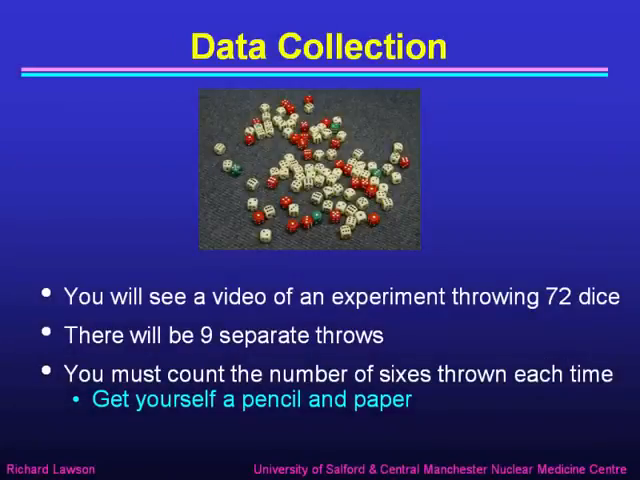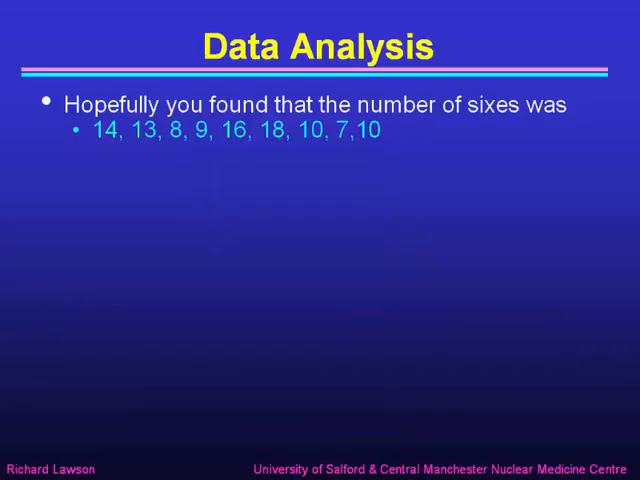If you didn't manage to get down all of the numbers, just go back to the beginning of the video recording using the table of contents on the left and watch it again. Hopefully you found that the number of sixes in each throw was 14, then 13, then 8, 9, 16, 18, 10, 7 and 10. If you didn't get that, just go back and check with the video once more.